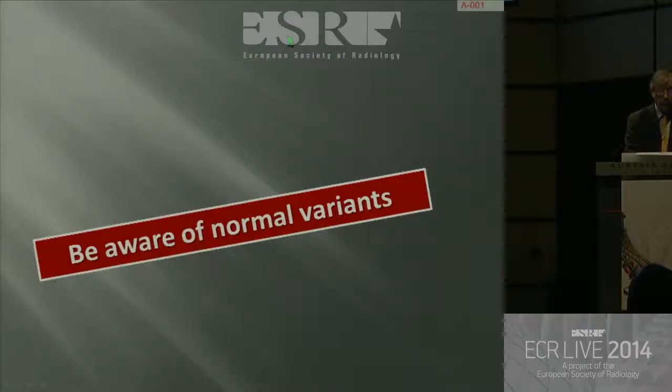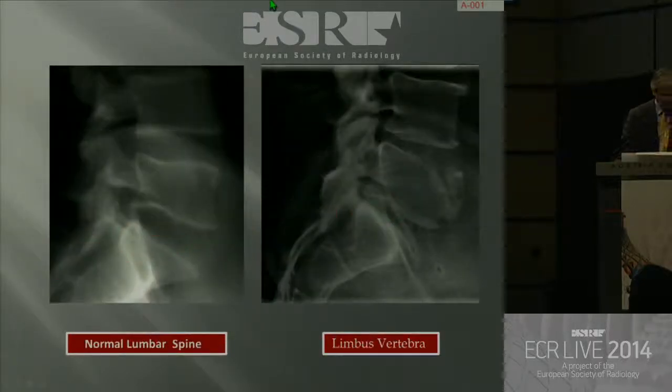The other thing to remember is that there are a lot of normal variants. Here's just one example, the normal lumbar spine and a limbus vertebra. Now, some might argue that the limbus vertebra is not a true normal variant, but it is actually an apophysis, and it is a variant of a normal growth process. So remember your normal variants. There are some very well-established textbooks which guide you through that, and always have them nearby when you're reporting so you can refer to them.